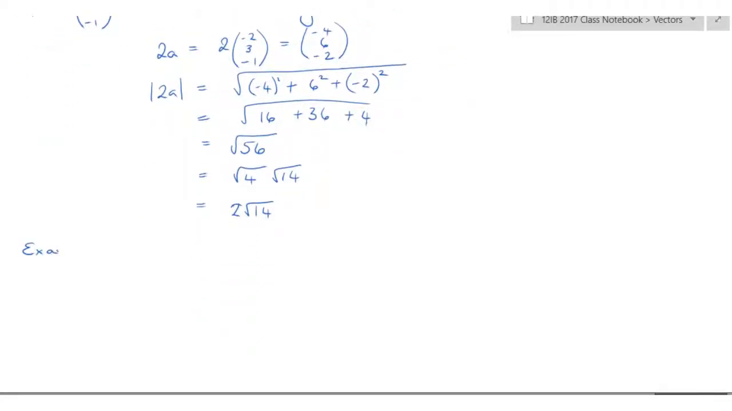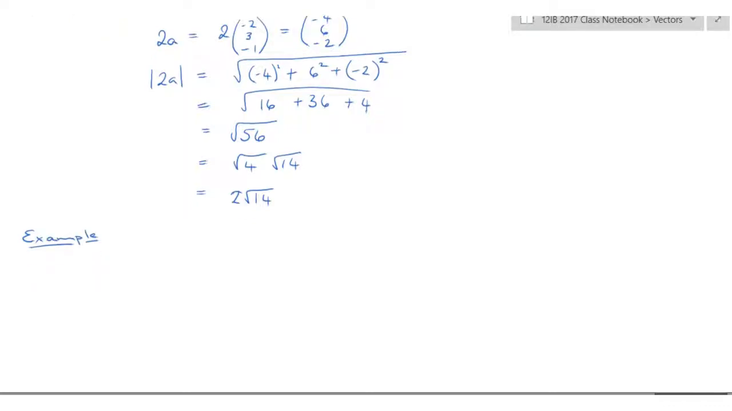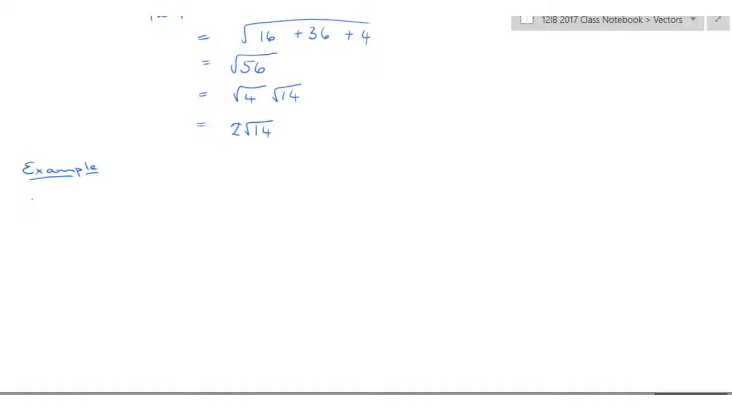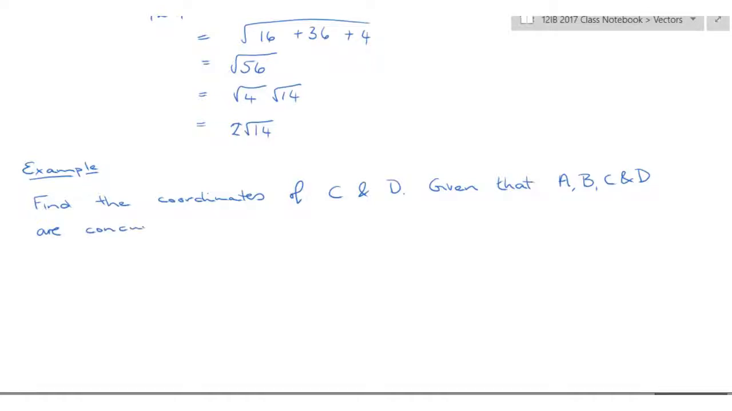Okay, let's have another example. This one is a bit more of a wordy style of question. We're going to find the coordinates of C and D, given that A, B, C and D are collinear and equal distance apart.